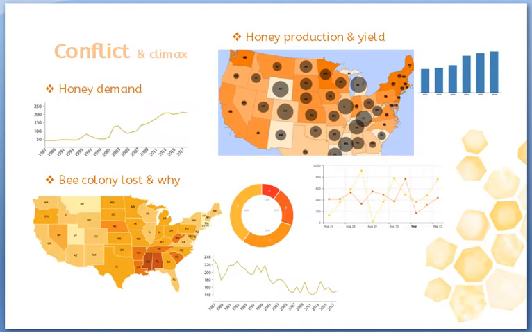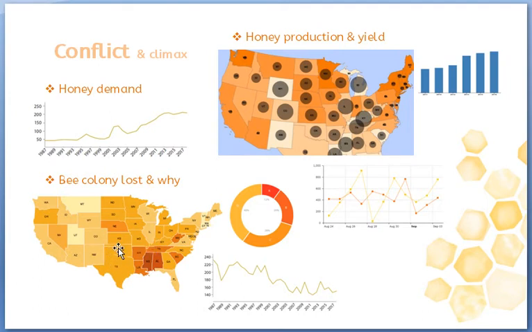The next part is a conflict, and it's where I'm going to show how the demand is rising, how the total honey production changed, and how the yield changed. They will be on one map, the proportional symbols for the production and the color plots for the yield. So maybe the production is increasing in a state, but the yield is decreasing. You can hover to see the values, and the bar on the coordinated histogram will be highlighted if it's a top state.